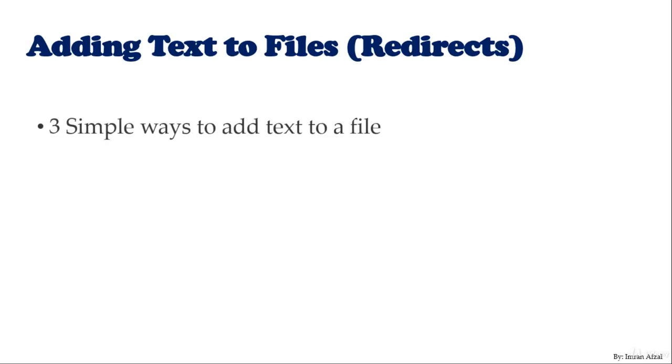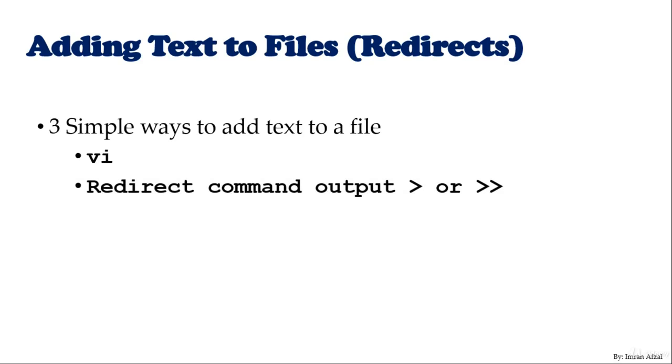There are three simple ways to add text to a file, and the basic main ways to add text to files. The first one is through the VI editor. VI is the editor, a command that is used in Linux to create a file and add text messages to it. Then the next one is redirecting command output, using the right redirect and the two right redirects to a file. In this lesson, we'll cover these redirects of a command output into a file.